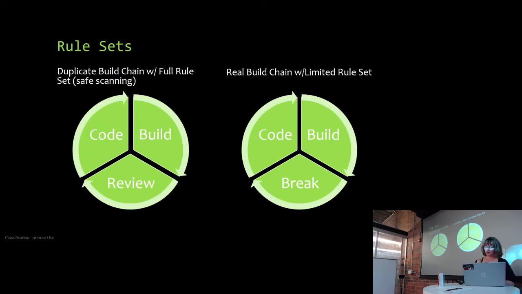So instead, one of the things that we found to be successful is we have two build chains set up. The first one is a duplicate build chain with the full rule set. That's all of the rules running on all of the code, and we call that safe scanning. We let them do that without any sort of slap on the hands. Nothing bad is going to happen to them because of this information.